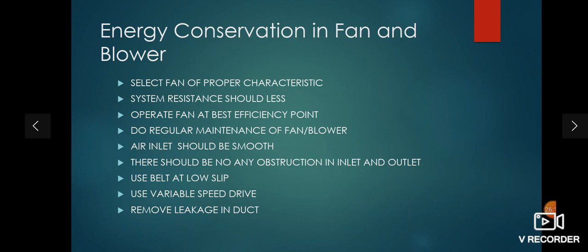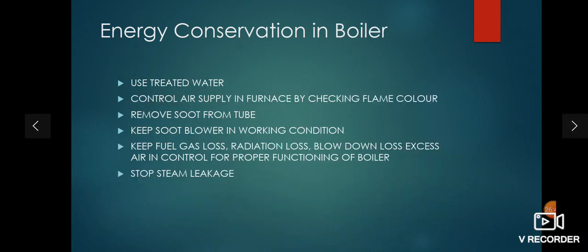Then do regular maintenance. The air inlet should be smooth. There should be no obstruction in the inlet and outlet, particularly for fans and blowers, and for the exhaust fan. Then use a belt with low slip. Then remove leakage in the duct. Use a variable speed drive to change the speed of the fans and blowers. So these are the methods and points to conserve energy in fans and blowers.